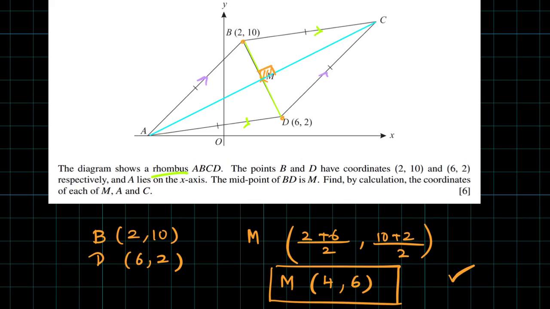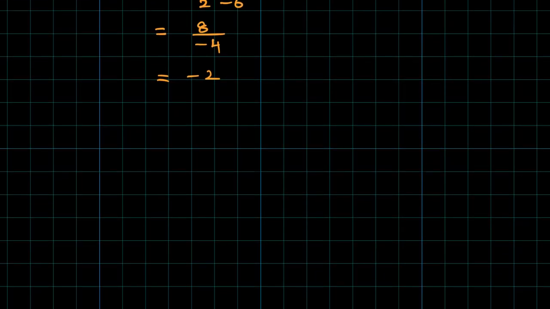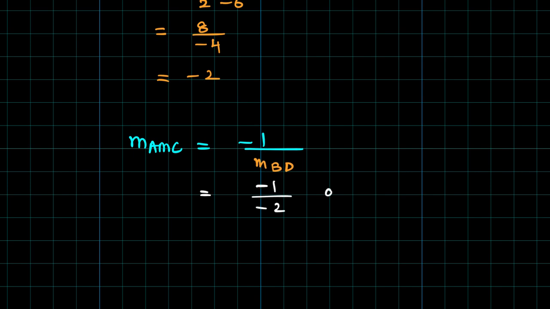That means if I look at this line, which is AMC, the gradient of AMC, let me write it down. Let me use a blue marker. Gradient of AMC should be the negative reciprocal of gradient of BD. So therefore, what do we have? We have negative 1, we have negative 2. This comes out to be positive half.